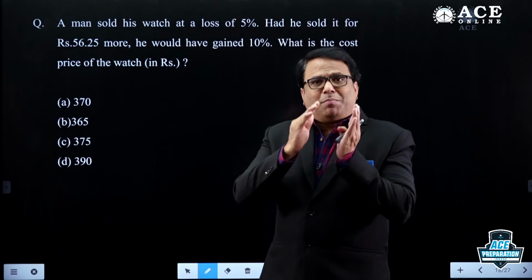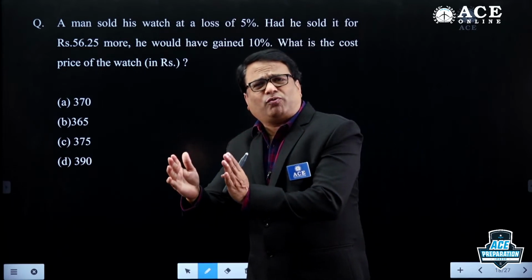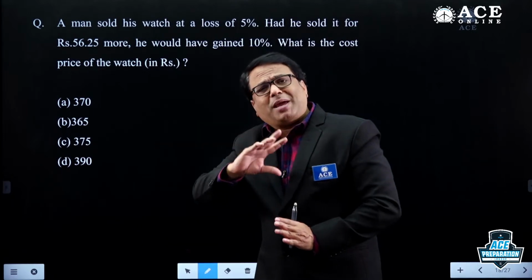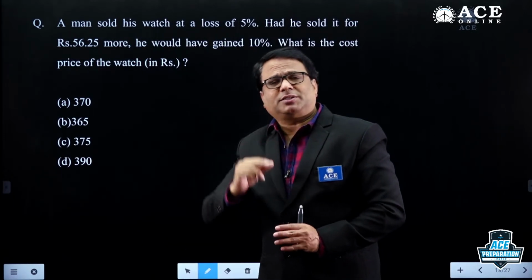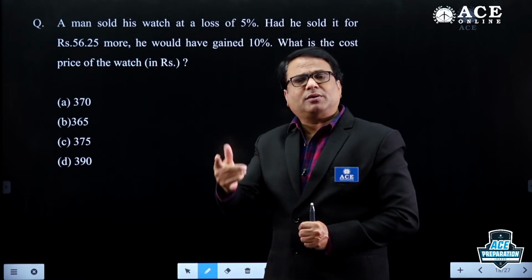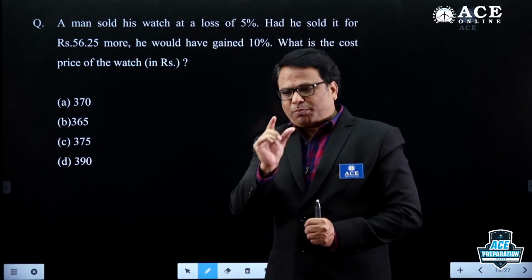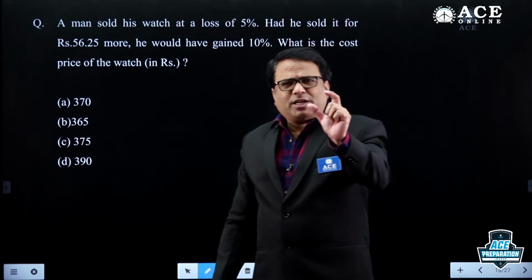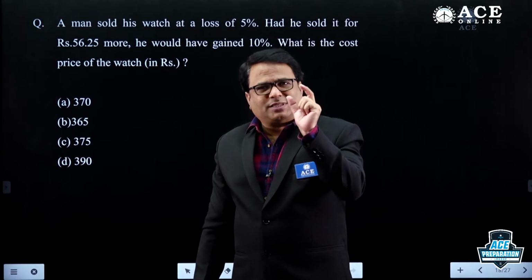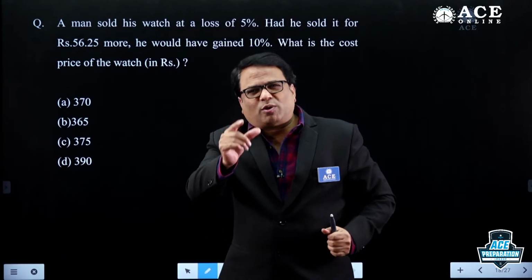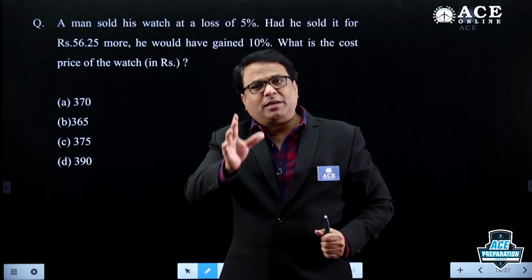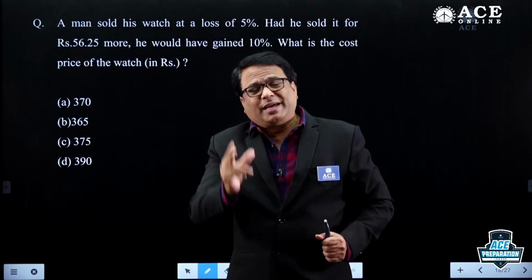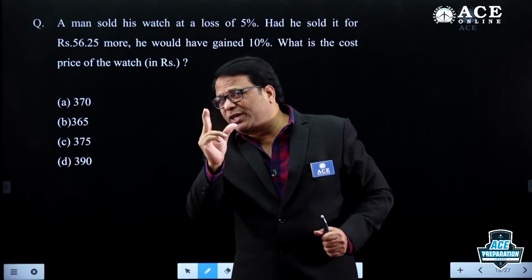That means by increasing the price by 56.25, he is making a difference of 15%. How a difference of 15%? The 5% loss is covered, plus he is making a profit of 10%. That clearly means a change of 56.25 rupees in the price is bringing a change of 15%. I repeat, a change of 56 rupees 25 paise in the selling price is making a difference of 15%.